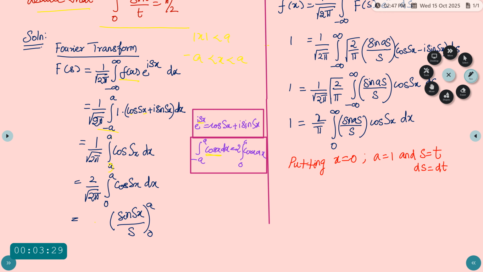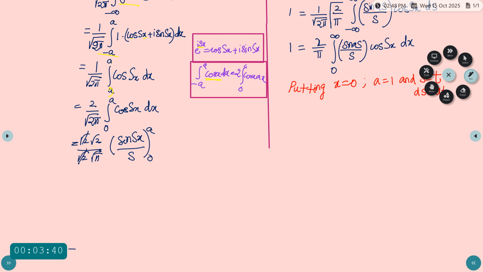So we can write 2 by root 2 into root 2 divided by, what is the denominator? Root 2 pi, we change it as root 2 into root pi. One root 2 term is cancelled. Then the answer is root 2 by pi. Apply the limit: the upper limit is a, so sin sa divided by s. The lower limit is sin s0 divided by s.